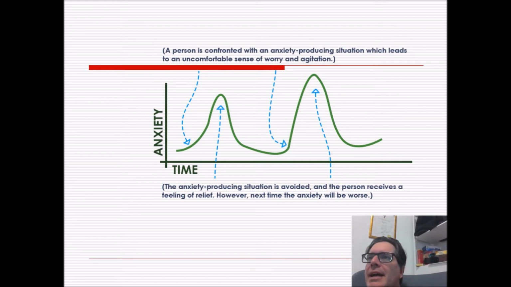If I went to my aunt, then it would decrease because I would have survived it. Hopefully nothing critical would have happened. I would have just seen the dog and everything would have been fine. But since I avoided it, the chances that I will do it again next time are lower now. My subjective feeling of anxiety has increased because of my avoidance. So that's the way that an anxiety disorder forms.